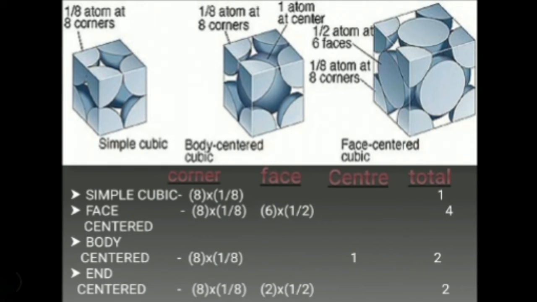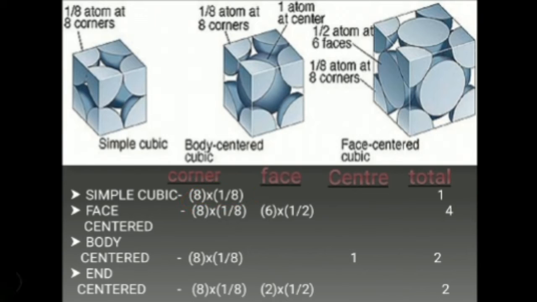Next, as I explain all this, I have made it into a table wherein simple cubic gives you the corner contribution of 1/8 into 8 atoms. There is no face here, there is no center here. So 8 into 1/8, these two get cancelled and 1 results.